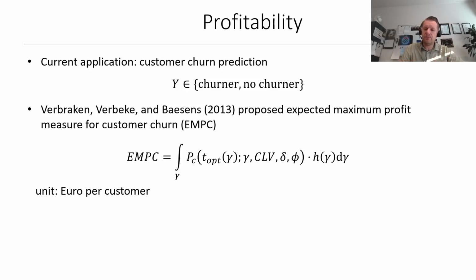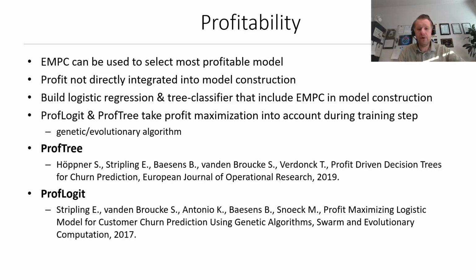And besides developing those profit measures for churn, credit risk, and fraud, we even took it one step further because we integrated profit directly into the model construction itself. And to that end, we used 2 very interpretable models because we consider interpretability still as a very important criterion in machine learning, as I already mentioned. So what we did was we built logistic regression and tree classifiers that directly included the expected maximum profit, or EMPC, per customer in the model construction step. And that way, we developed ProfLogit and ProfTree.